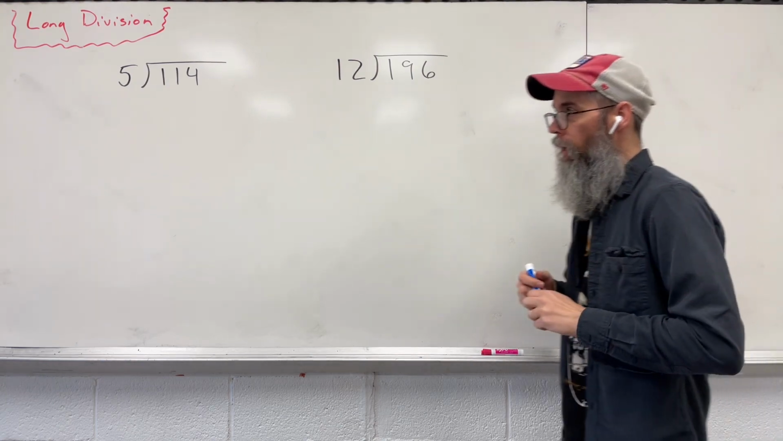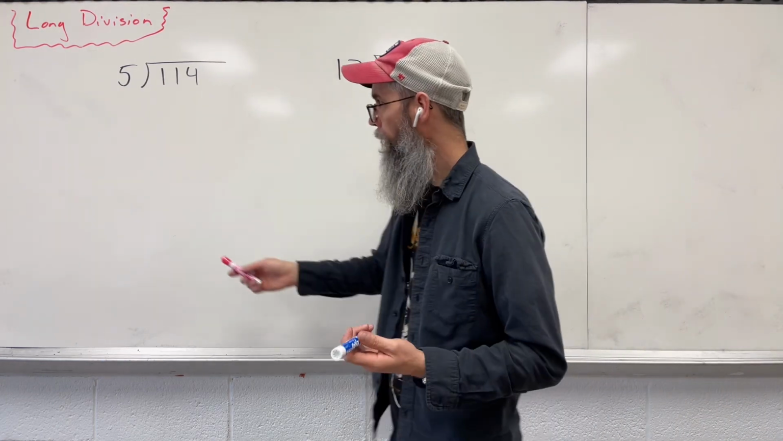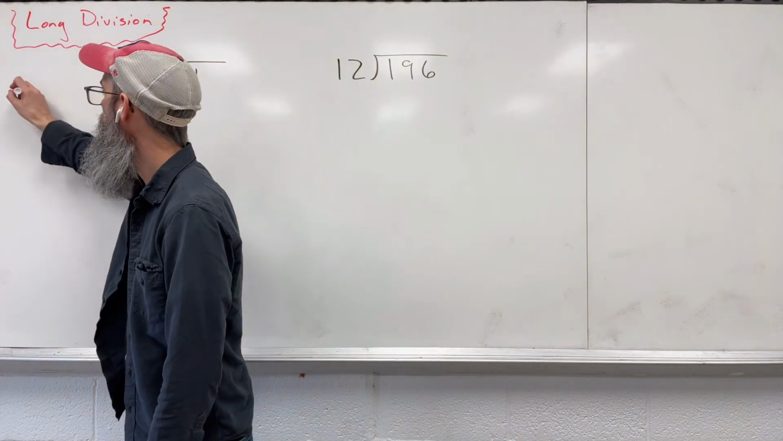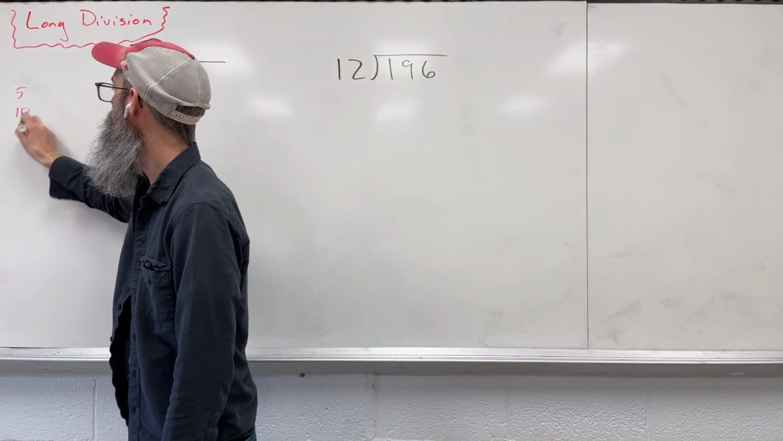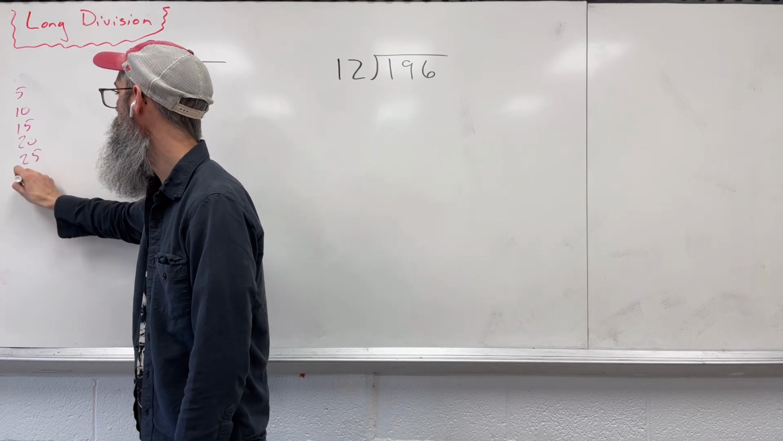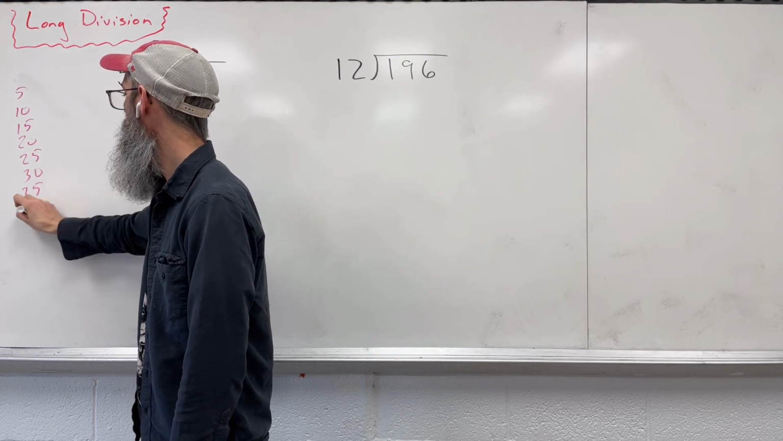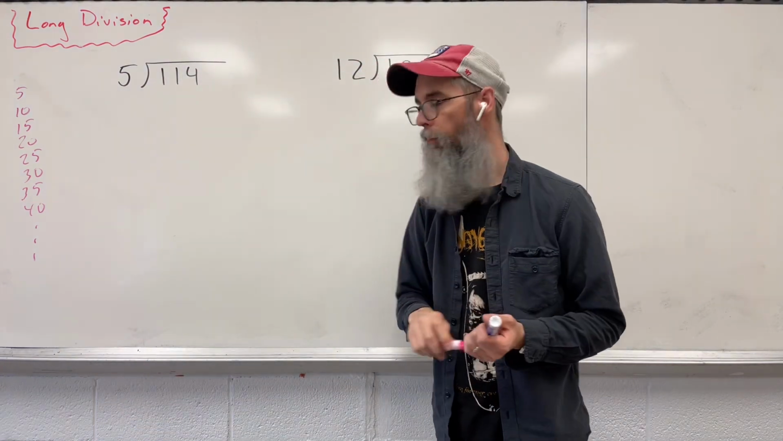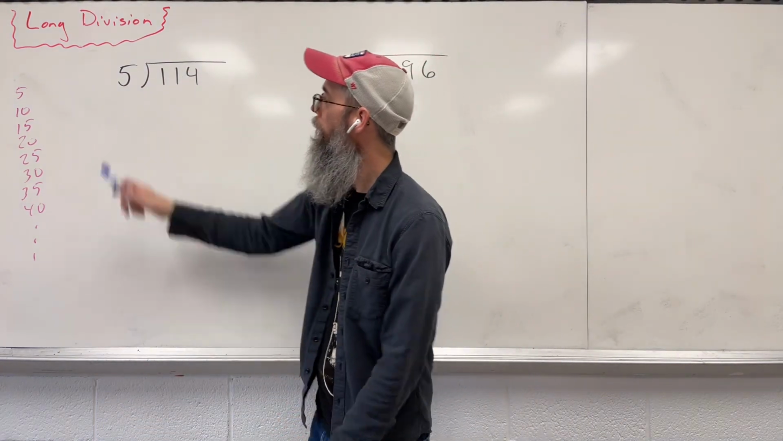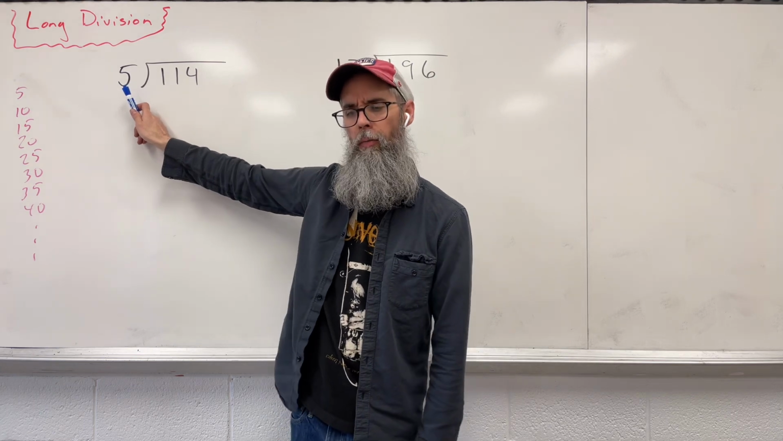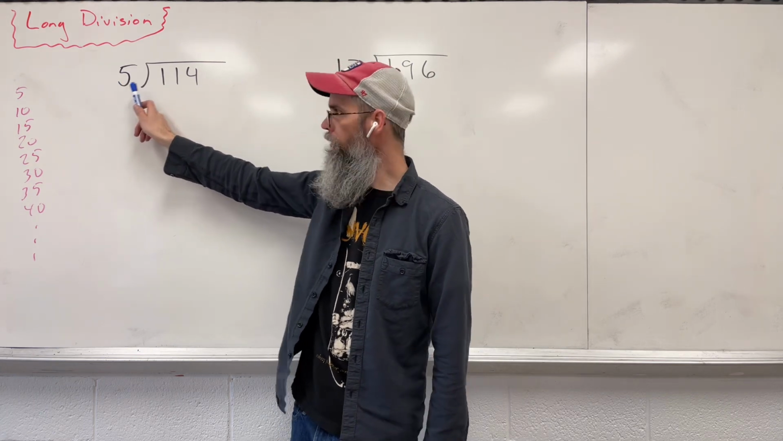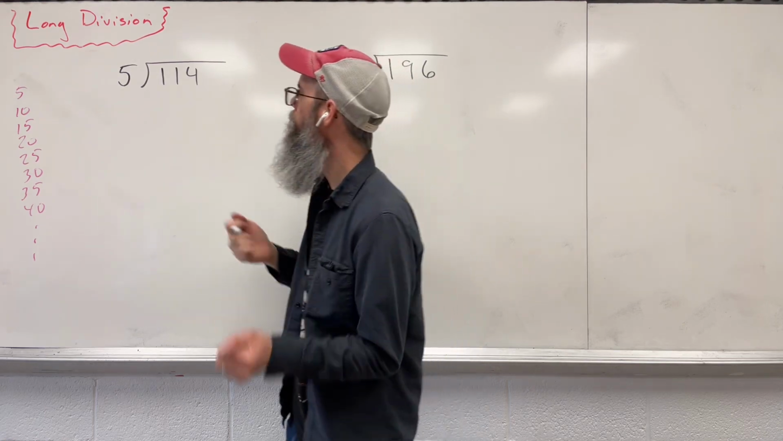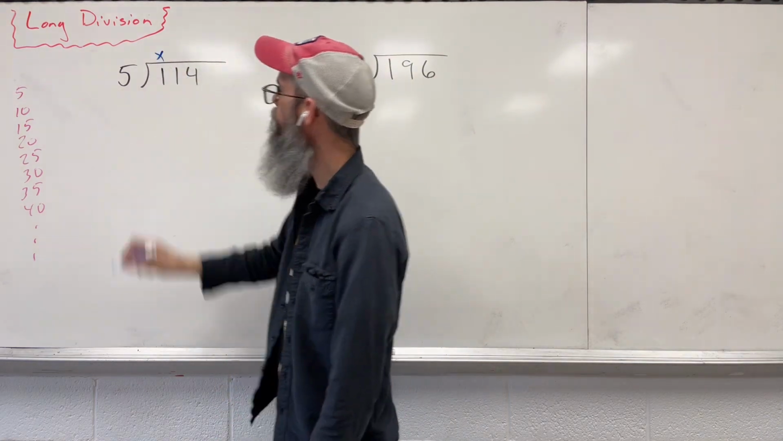So I like to start off my problems counting by these fives off to the side. 5, 10, 15, 20, 25, 30, 35, 40, and so on. We may need them down the road. Okay, we ask ourselves a couple questions. Number one, 5 goes in the 1 how many times? Doesn't work. 5 is too big. So I'm going to ignore that first number.